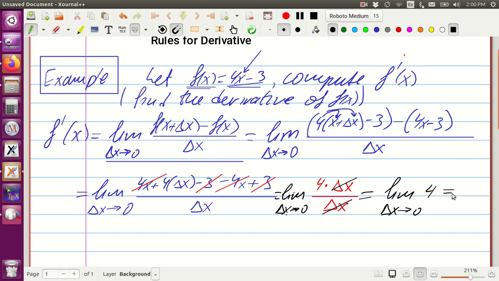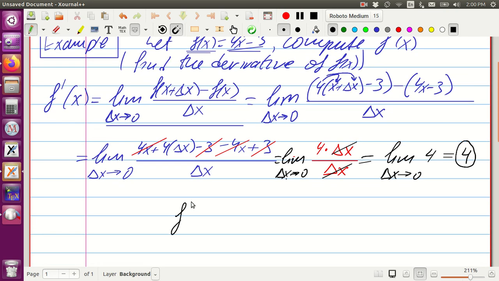And we know that the limit of a constant is constant, as you can see. As you can see that in here we don't have the word limit anymore because we calculated the limit. And this would be actually the answer for our derivative. So derivative will be equal to 4.